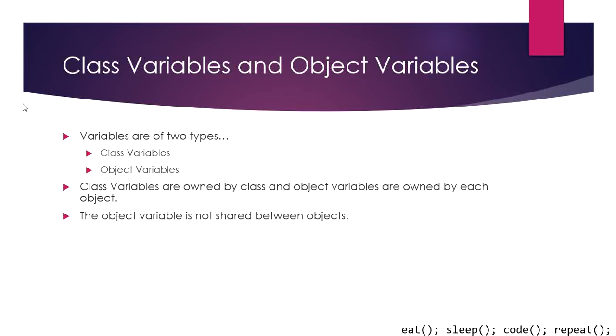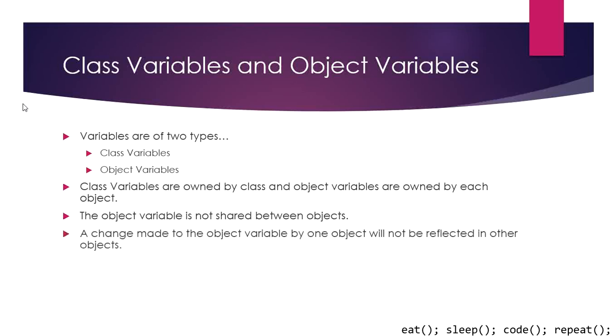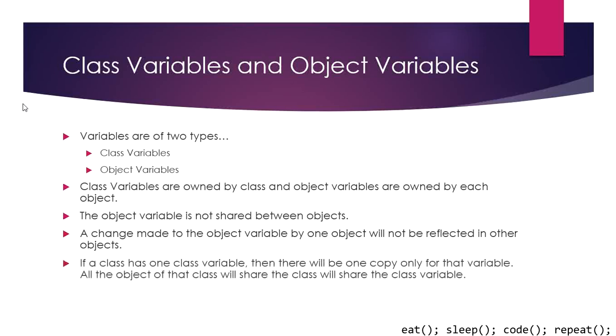Object variables are not shared between objects. The change made to an object variable by one object will not be reflected in another object. If you change the variable in one object, like if you initialize a class and you input the value 10 in one object, and in another you input the value 12 by using the dot operator and object, that is not going to reflect on the previous object. It's just going to reinitialize it.